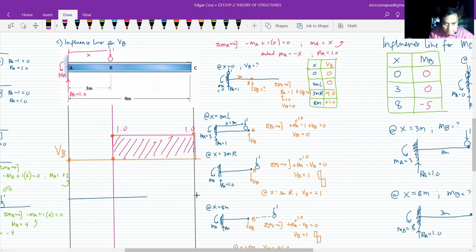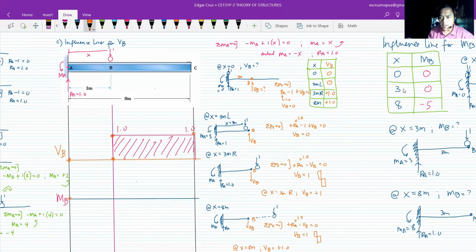Okay, so let's say i-plot natin yung influence line. Okay, para sa moment at B naman. So that is, 'di ba? At x equals 0, ito 'yon, MB 0. So dito 'yon. At x equals 3, moment at B 0. So dito pa rin siya. Then at x equals 8, negative 5 naman. So negative 5 is here. Ayan. So paano may kukonnect ngayon mga yan?